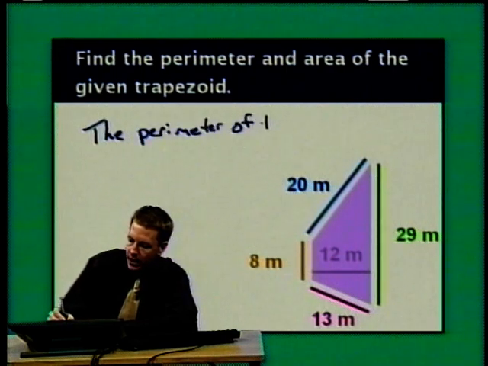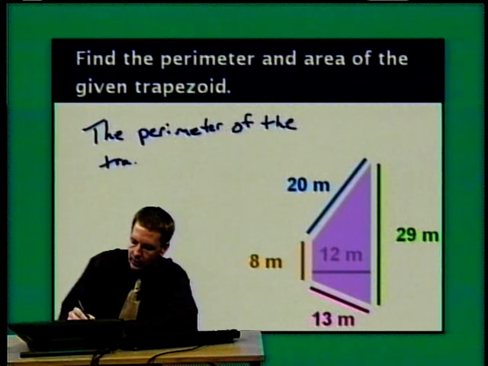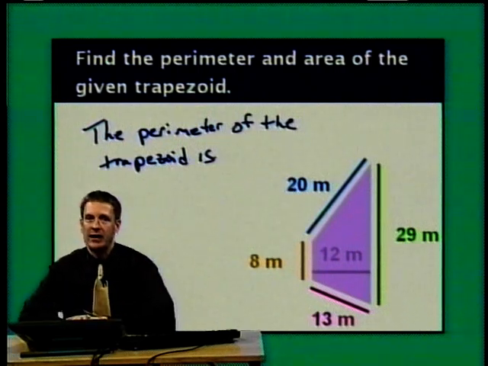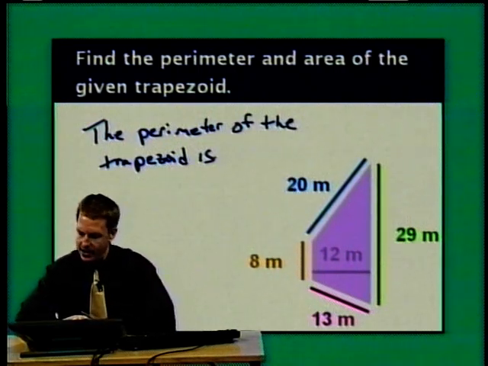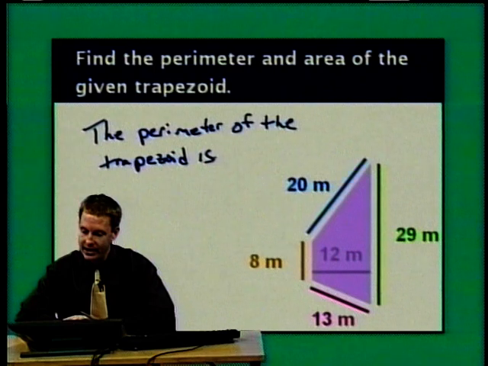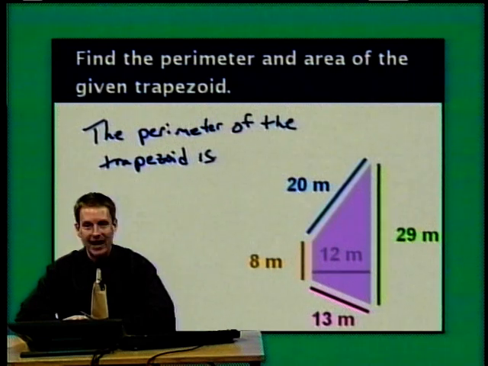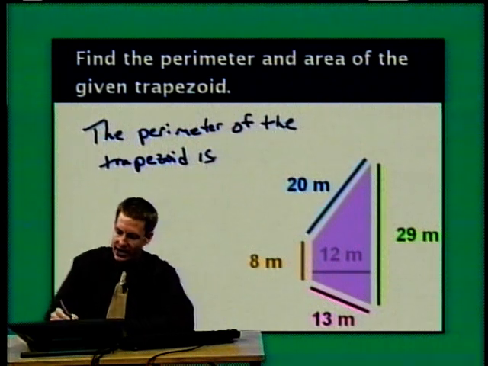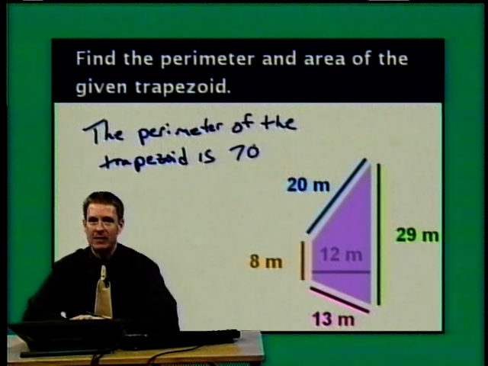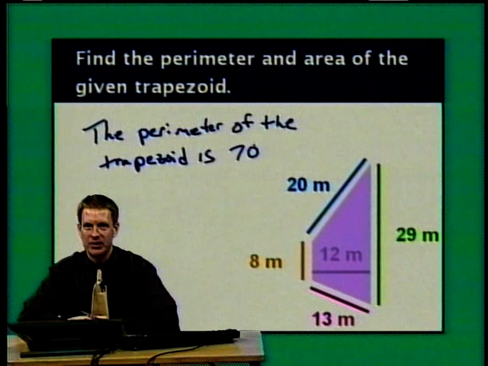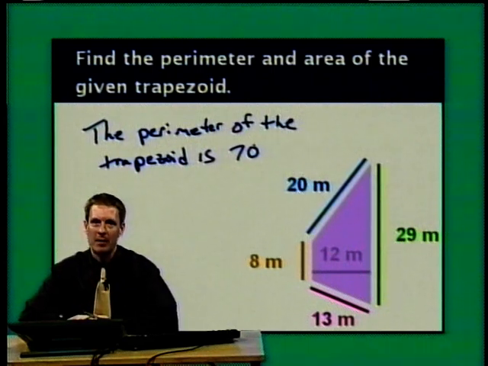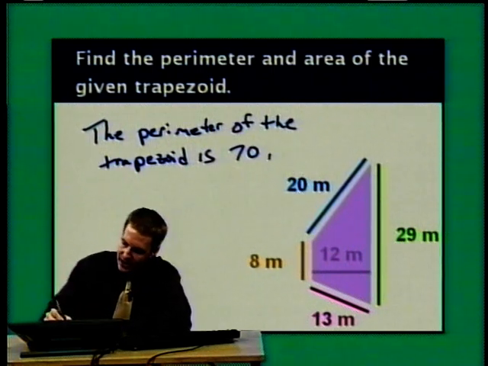So let's put it in the background for the time being, and let's just say that the perimeter of the trapezoid is, I don't need to write down any work. I can add these numbers up in my head, and maybe I can even do it correctly. 8 and 20 is 28, and if I add 29 to that, that's going to be 57, and if I add 13 to that, that's going to be 70. So the perimeter of the trapezoid is 70, but if I wrote that down as my answer, I might be dinged a point or two, because there's units in this problem. The perimeter of the trapezoid is 70 meters.